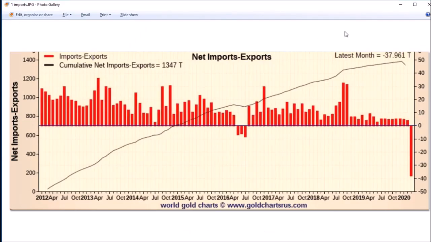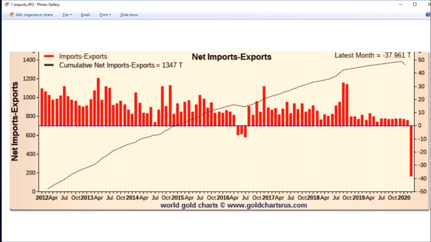For now though, I first want to draw your attention to this chart of net imports of gold into the US. And we see that in March, net imports of gold into the US nearly reached 40 tons, whereas the last time the US was a net importer of gold was in May, June, July of 2016.